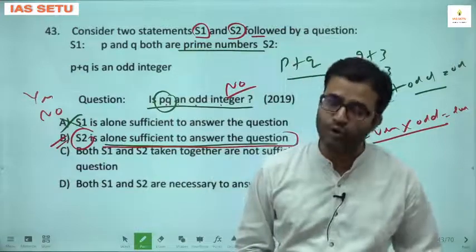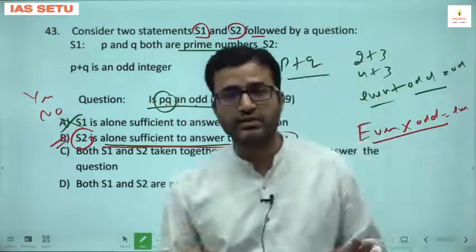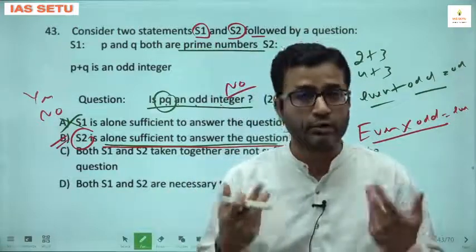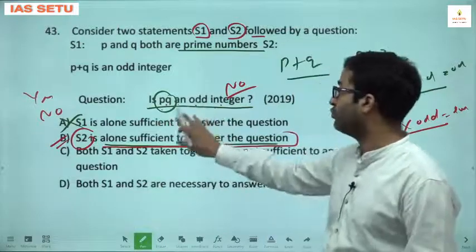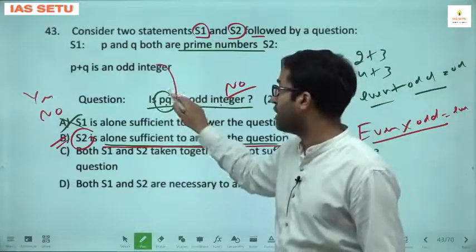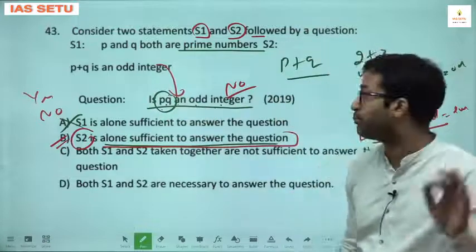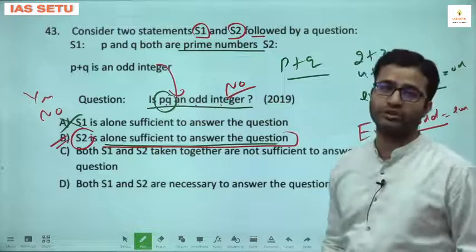A negative answer, a no, but it is clear cut. I ask you, have you had breakfast? You say no. I'm happy because I got my answer. So here statement 2 is saying no, this will not be an odd number, it will be an even number. So statement 2 alone answers this. Is P times Q an odd integer? No. So no is the answer to this question.